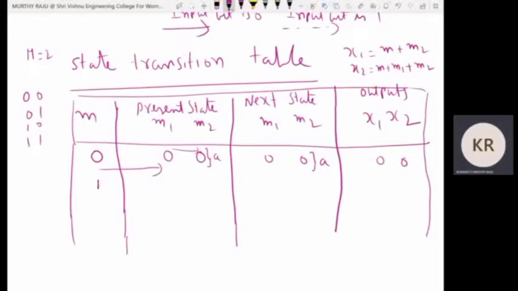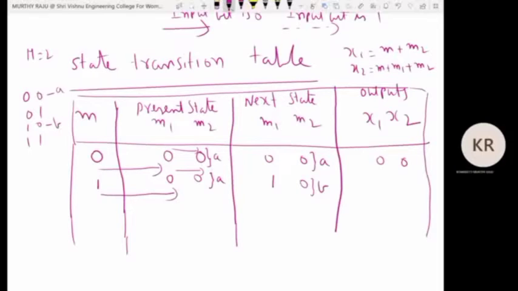So M is equal to 1. Present state again 0, 0, A, performs shifting operation. 1 is shifted here and 0 is shifted here. Therefore, the next state is 1, 0. 1, 0 means B. Let it be B. Therefore, find out outputs: 1 plus 0 is 1, and 1 plus 0 plus 0, that means 1.